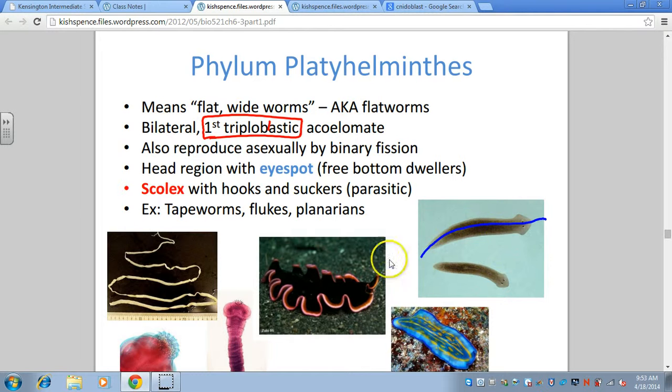They are bilateral, so we can take a line, draw through it, and it makes it kind of cut in half. So two halves that are mirror images of each other. They are the first that are triploblastic. So they are the first to have 3 germ layers. That means they actually have systems, tissues, true tissues and systems. But they are still acoelomate.